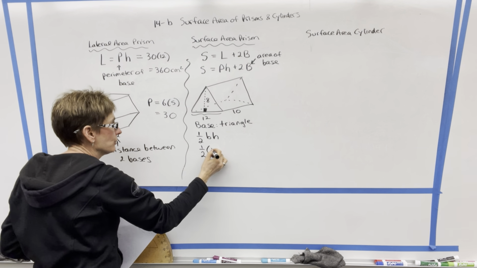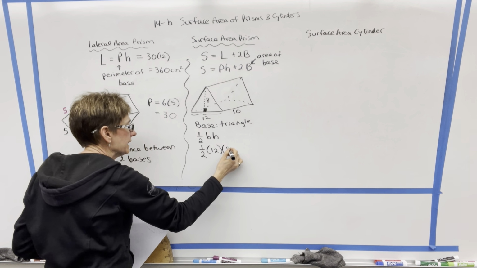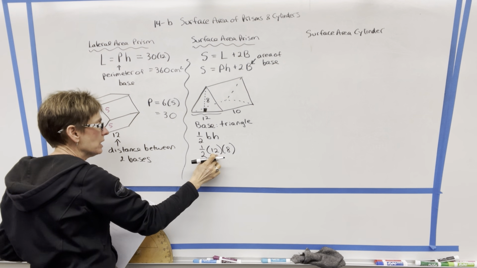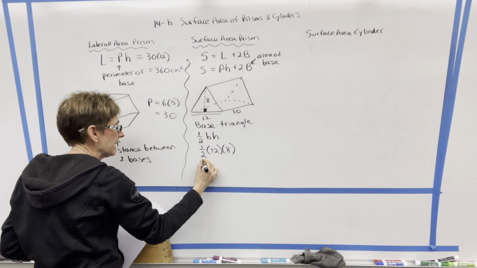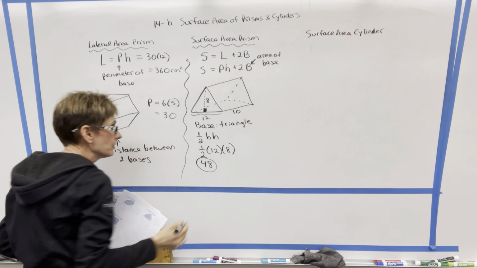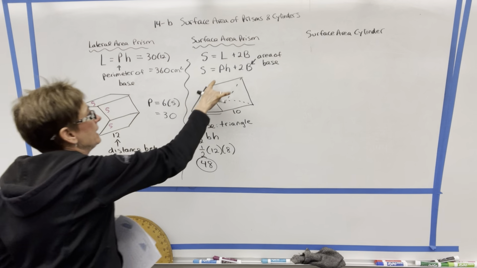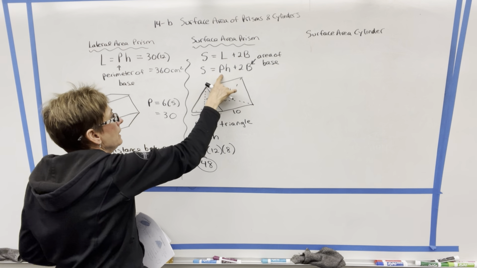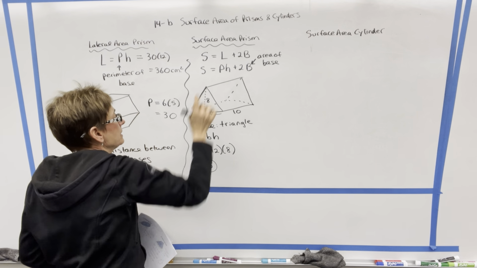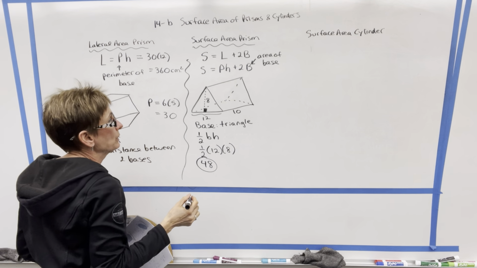The base of my triangle is 12 and the height is 8. Half of 12 is 6 and 6 times 8 is 48. So I know when I figure out my total surface area and I need to include the area of the base, I'm going to use 48. I can also see in looking at the formula here that I'm going to need the height of the prism.